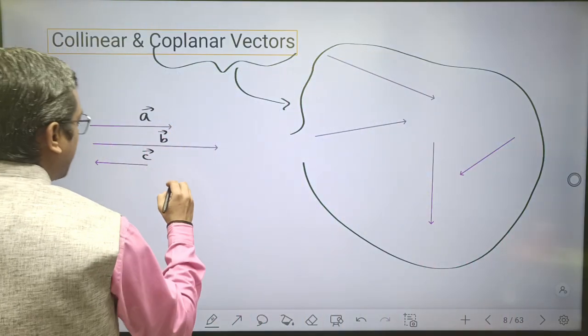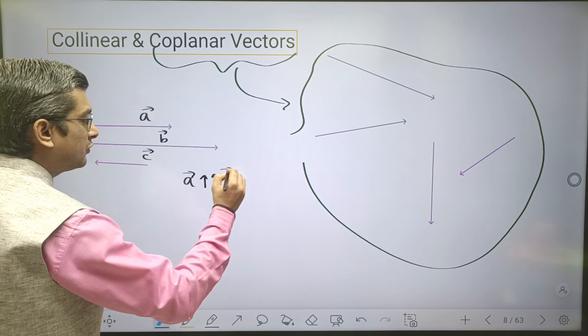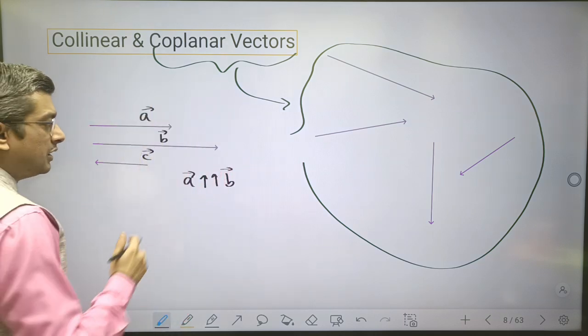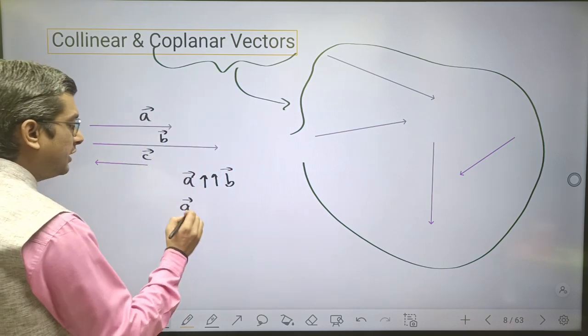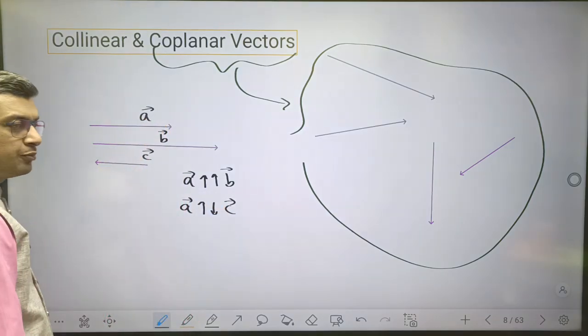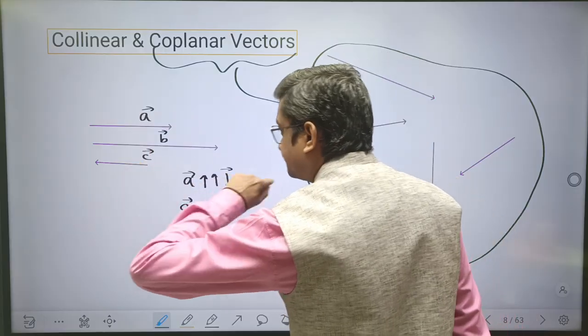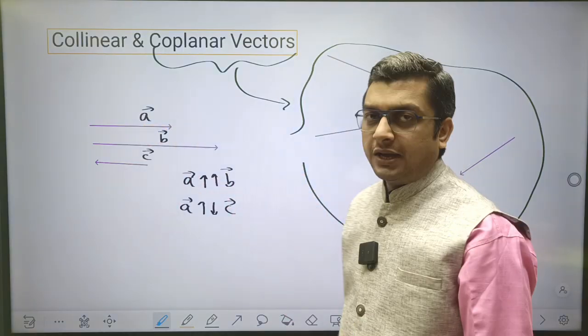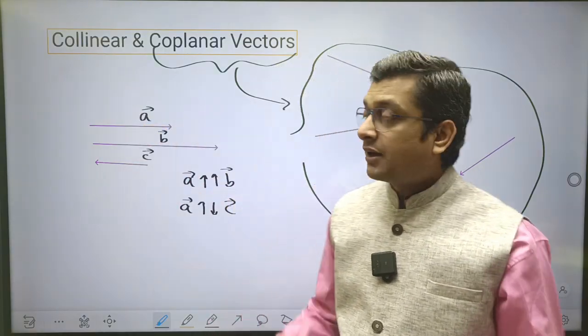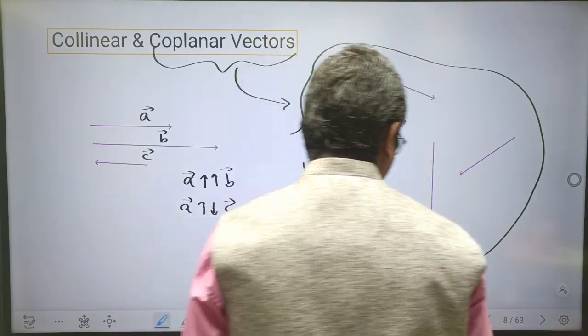Here A is parallel to B, because both are pointing along the same direction. But when we talk about C, A is anti-parallel to C because the directions of A and C are opposite to each other. But their lines of action are along the same line, so their lines of action are parallel to each other. That's why they are known as collinear vectors.